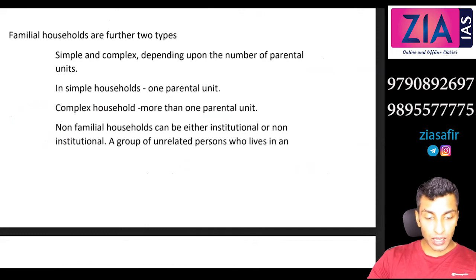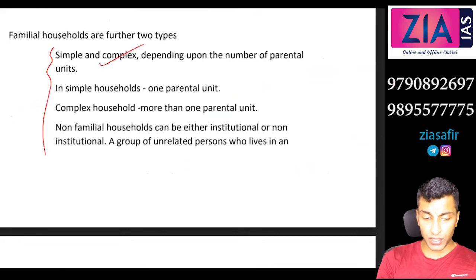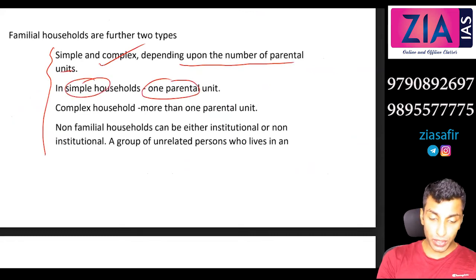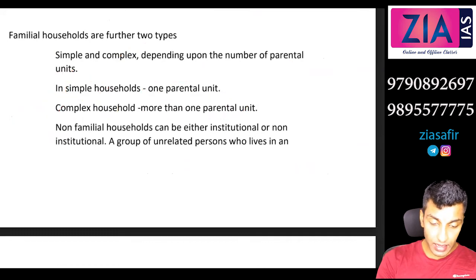Familial households are further of two types, simple and complex, right? That we have anyway seen. Do you want me to read this again? Simple and complex, depending upon the number of parental units. In a simple household, one parental unit. In a complex household, more than one parental unit. Non-familial households can be either institutional or non-institutional.